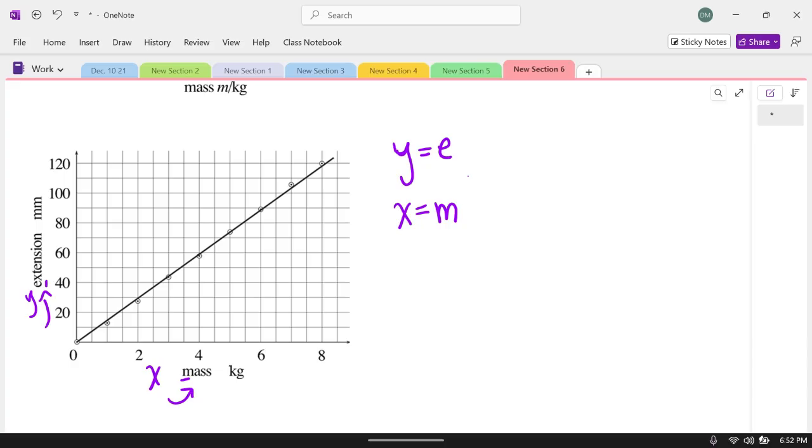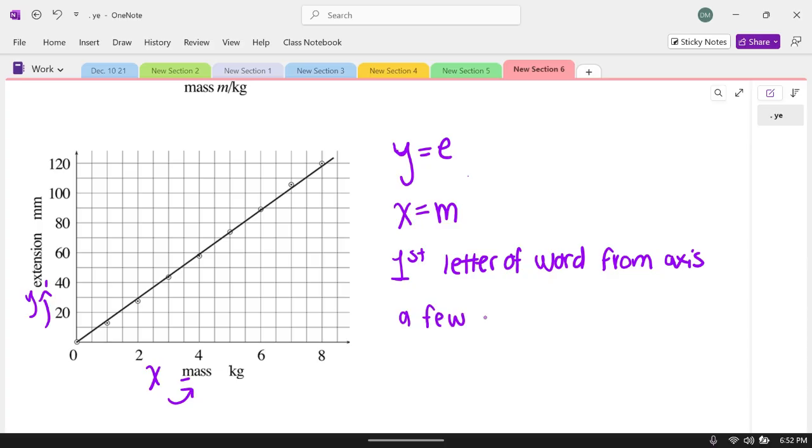And usually that's a pretty good rule of thumb. Use the first letter of the word from the axis. But occasionally there's a few weird words. So there are a few weird letters that we're going to come across this year. And don't worry about them right now. We're going to address those as they come.